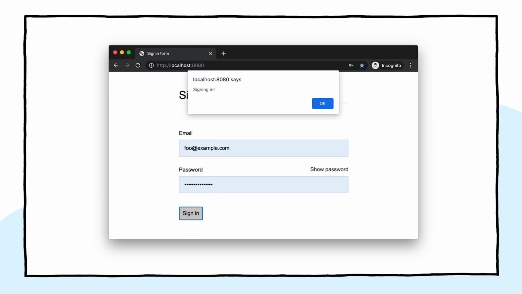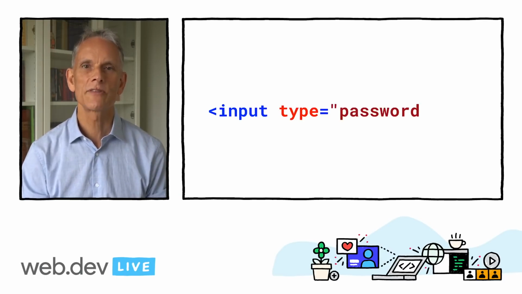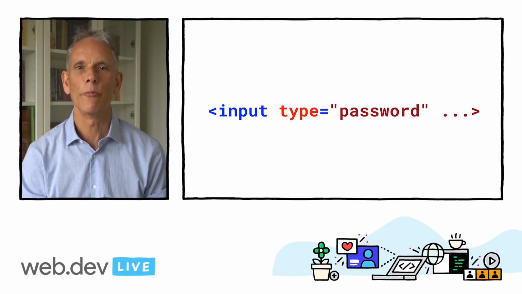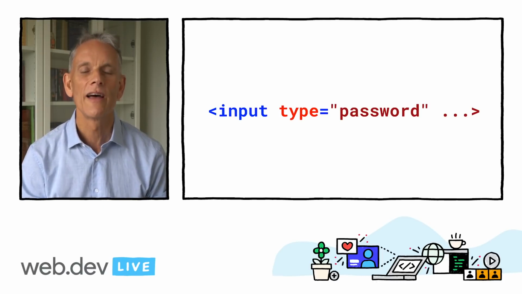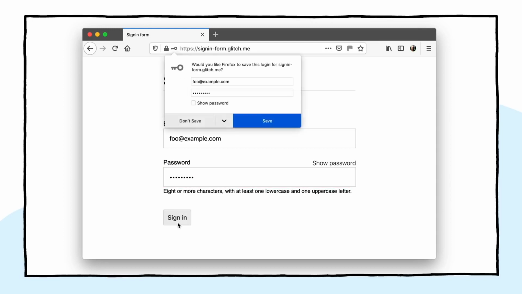Password inputs should, of course, have type equals password to hide password text and help browsers understand the meaning of the input. Using input type password also means that browsers, such as Firefox, offer to save your password when a form is submitted.